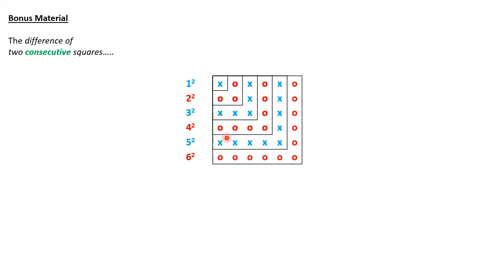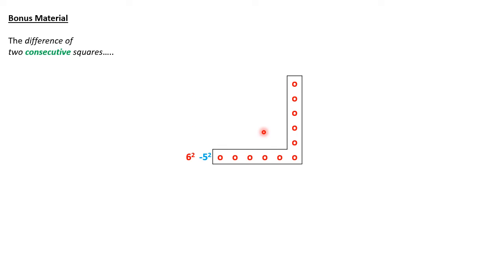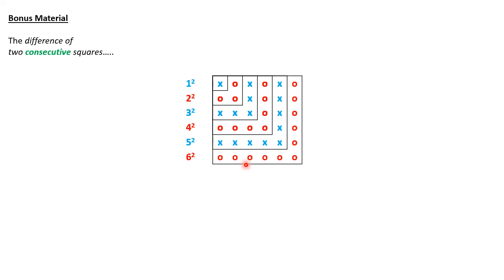Just to highlight that even more, if I look at 6 squared and I wanted to take away 5 squared, just so we can see it really clearly, it would look something like this. And I'm left with 11 dots. So if I did 6 squared, take away 5 squared, 36 take away 25, I'm left with 11 dots. 6 and 5, when I square them and I subtract them, I'm left with 11 dots. It's crazy.